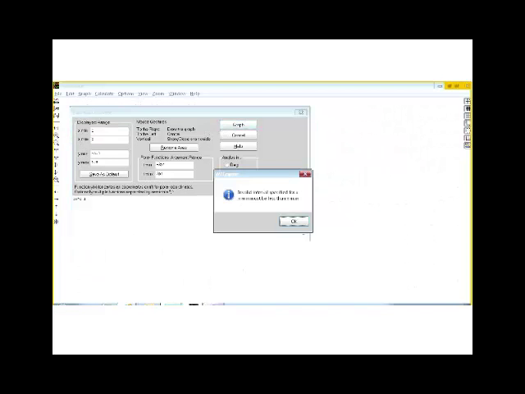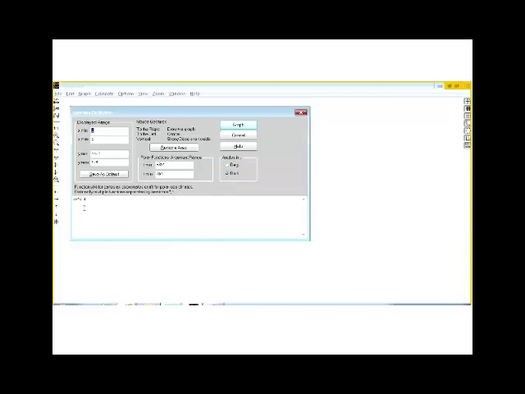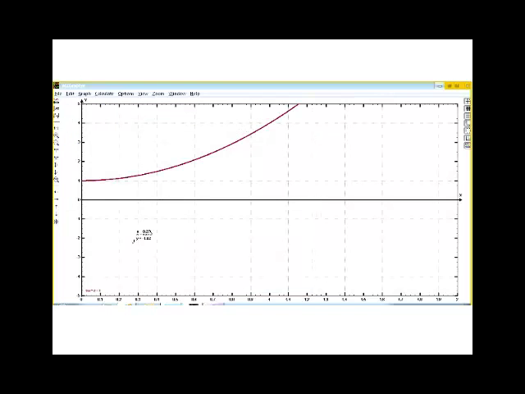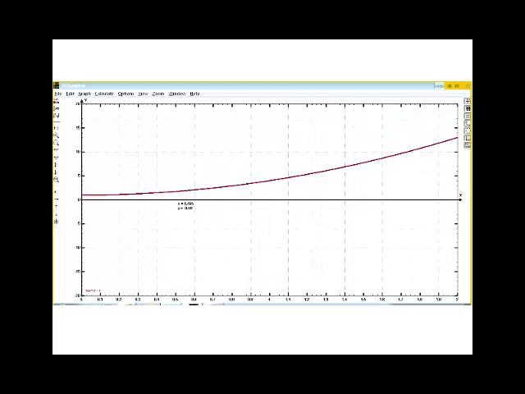Graph it. Oh, something's wrong. Oh, I went from 0 to 0. I don't know why I did that. Okay, so there it is. And I need to zoom out so I can see this whole thing. Okay, so that's the curve. That's the function 3x squared plus 1. So what I'm talking about is the area underneath this curve.